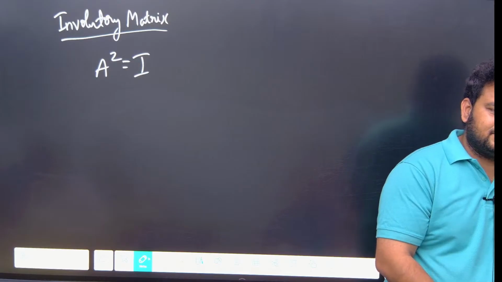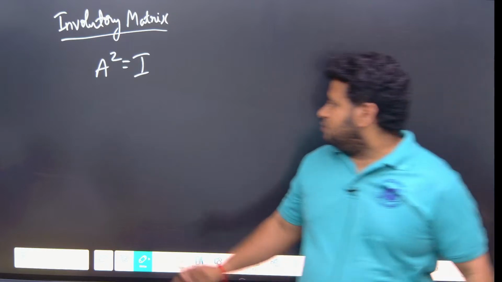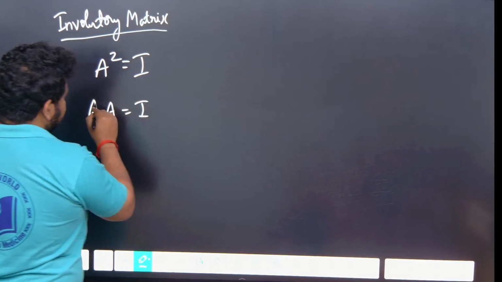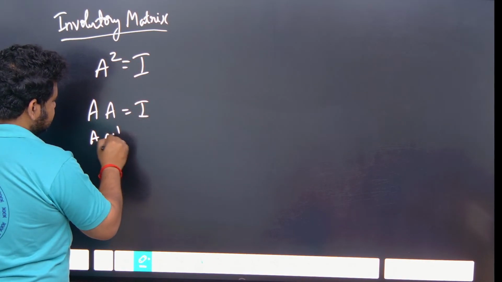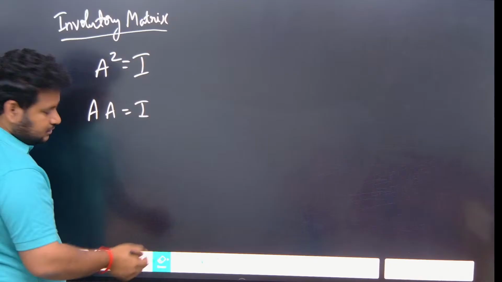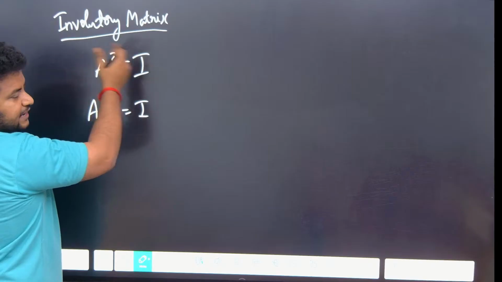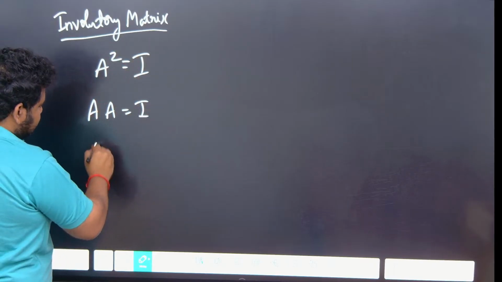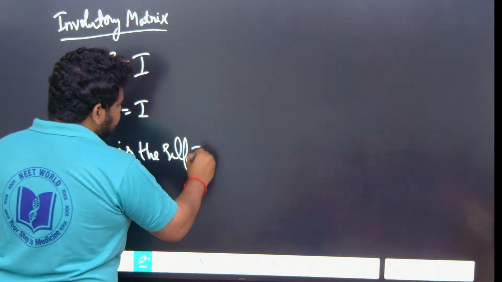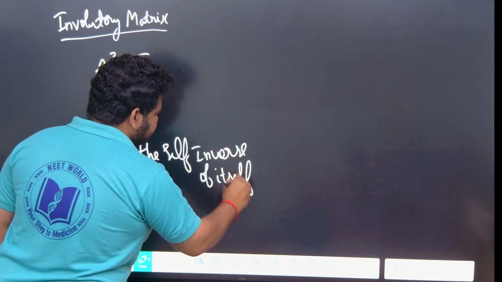When will we get A square is equal to I? I is the identity matrix. So whenever we take A square, we can write it as A into A, that is I. If I take this as A inverse, that will be equal to I. So here you have to understand A into A inverse is I. That means A is the inverse of itself. So whenever they give a matrix as involutory matrix, we have to know that A is the self inverse of itself.